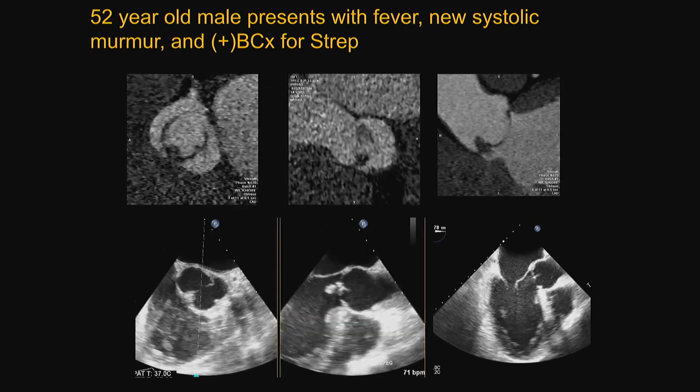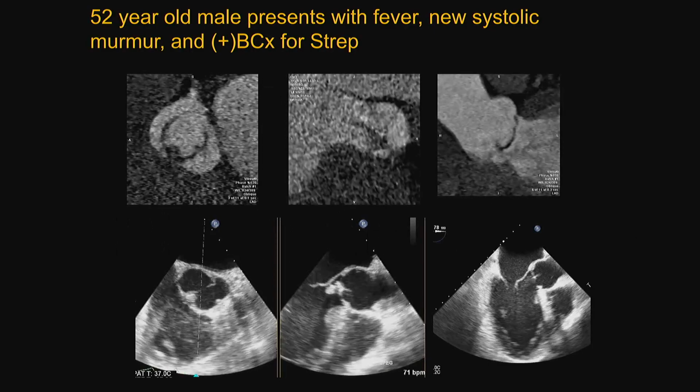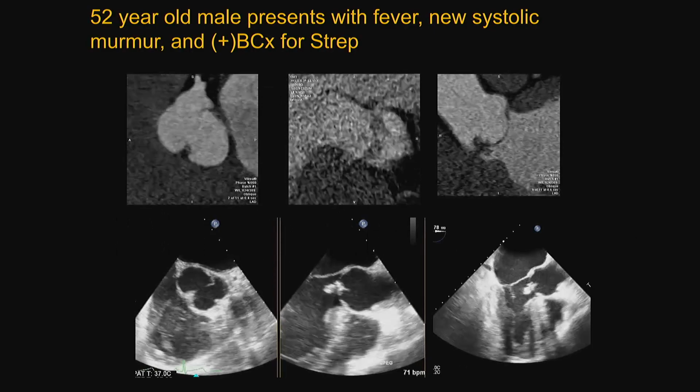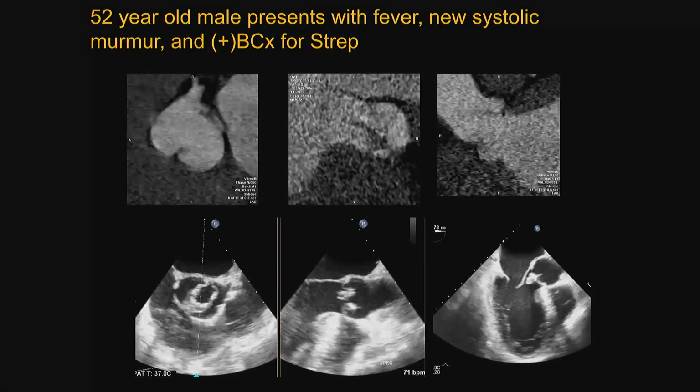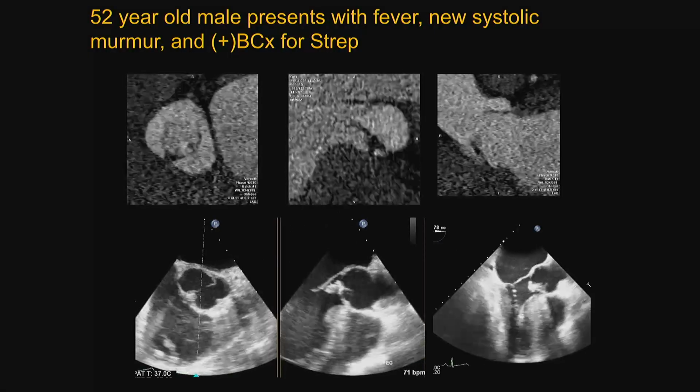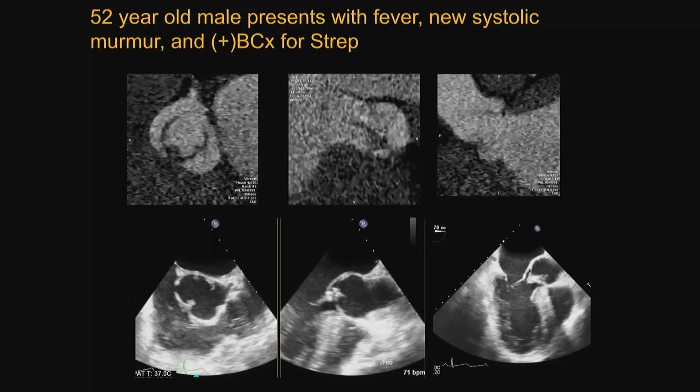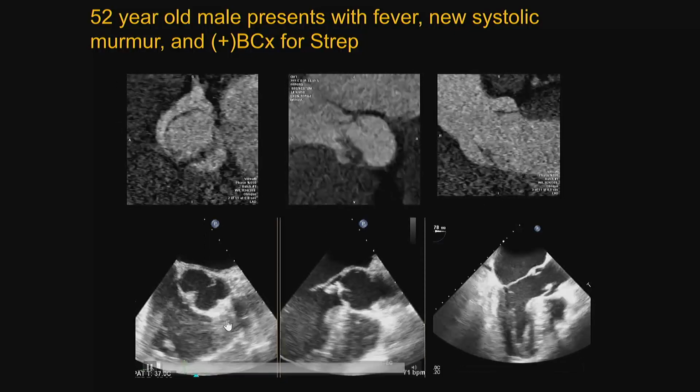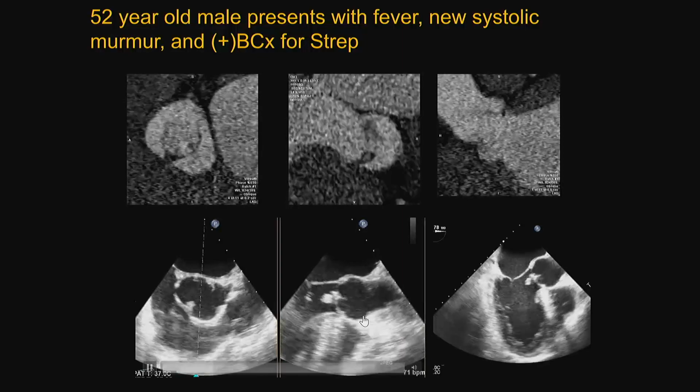CT has also been shown to have a high accuracy of identifying endocarditis, both in native valve and in prosthetic valves. And this example in this slide shows on the top row the CT images, on the bottom row corresponding TEE images.